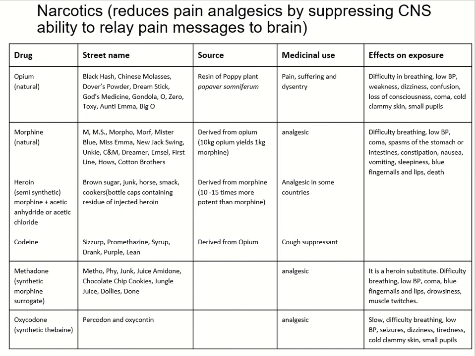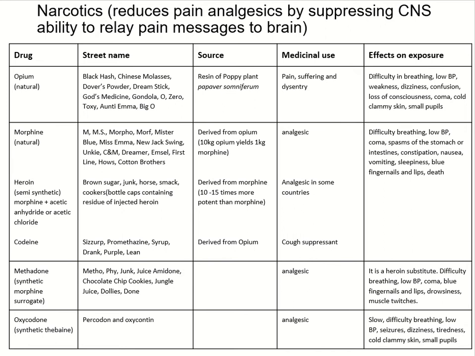Morphine is the alkaloid of opium. It is naturally derived from opium. 10 kilograms of opium yields 1 kilogram of morphine. The other names of morphine are M, MS, Morpho, Morph, Mr. Blue, Miss Emma, New Jack Swing, Ankai, C&M, Dreamer, Emsil, First Line, Cotton Brothers.